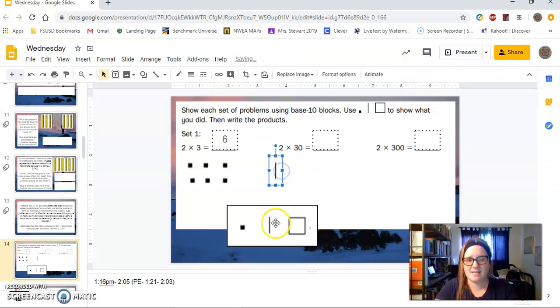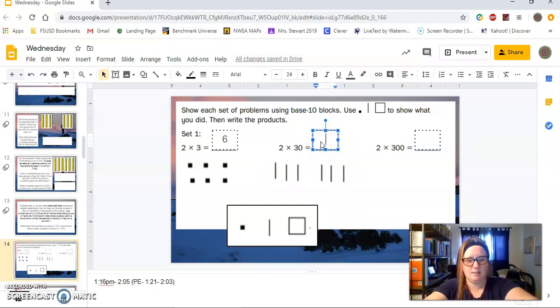So this is 10, 20, 30, 10, 20, 30. All right, now how many 10s do I have now? 1, 2, 3, 4, 5, 6. So my answer would be 60.